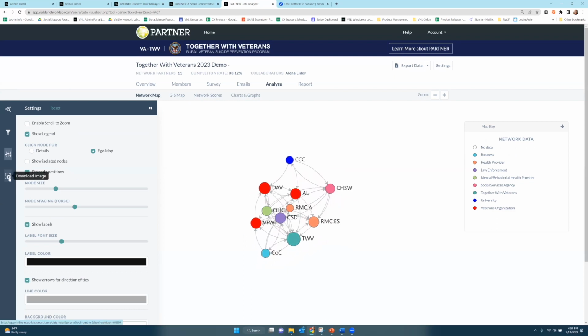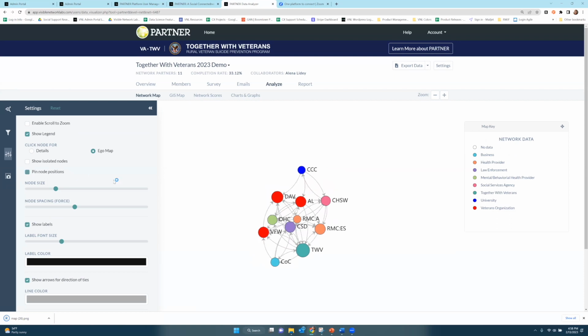And then you can click this button here and you can download an image of the map that you just drew. And so you can also, when you click away from these nodes, show an ego map for each organization.